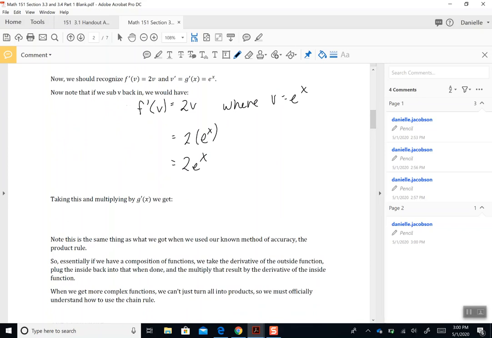Now if we take this and multiply by g prime of x, what we get is f of g of x prime.